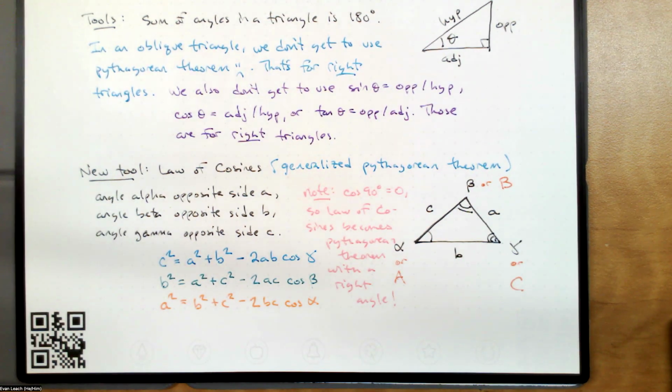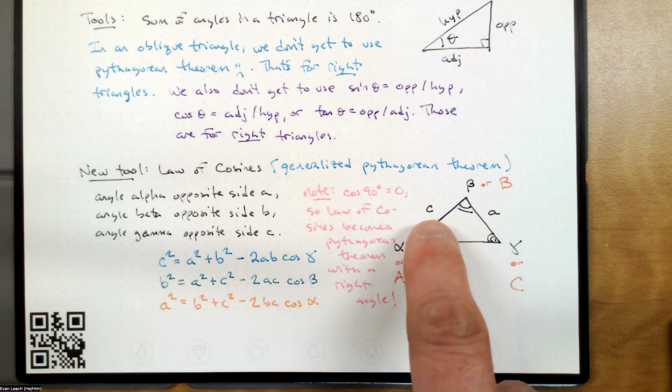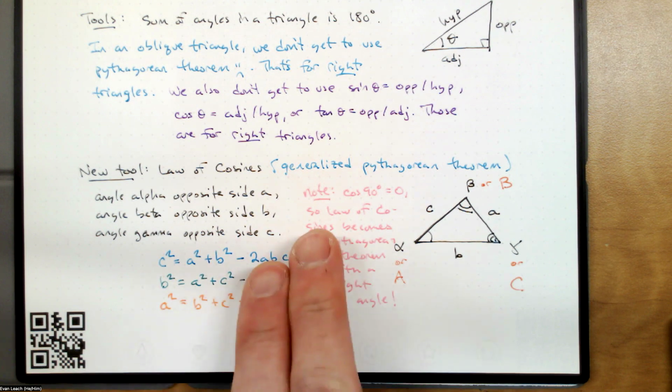So cosine of 90 is 0. So if any one of these angles is 90 degrees, if gamma is 90 degrees, that makes C the hypotenuse, and we just get the Pythagorean theorem. If beta is 90 degrees, then B is the hypotenuse, and we get the Pythagorean theorem. If alpha is 90 degrees, then A is the hypotenuse, and we just get the Pythagorean theorem.